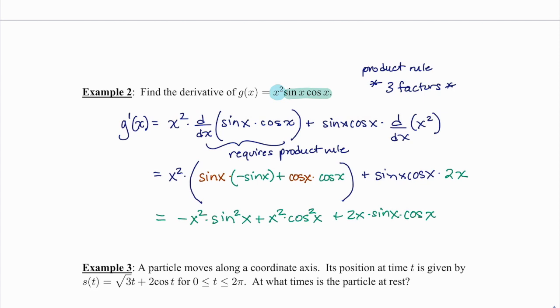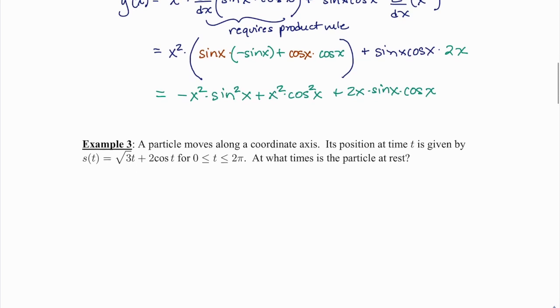Every once in a while, I'll see someone try to distribute that 2x right here. That's not a distribution because we don't have an addition that we're multiplying over. We're just multiplying those three factors together. So just like this, 2x times sine x times cosine x for that last term.